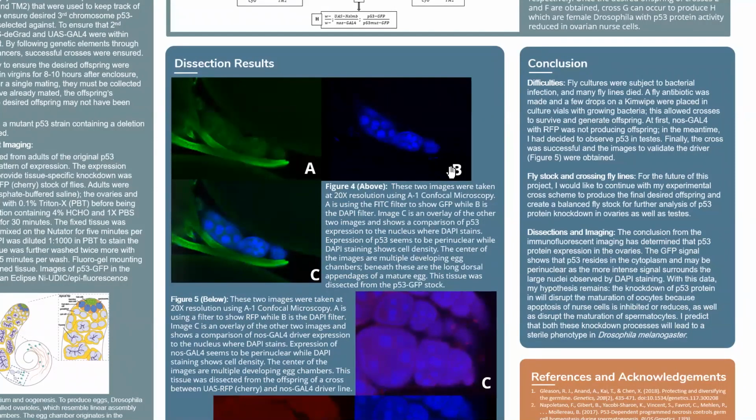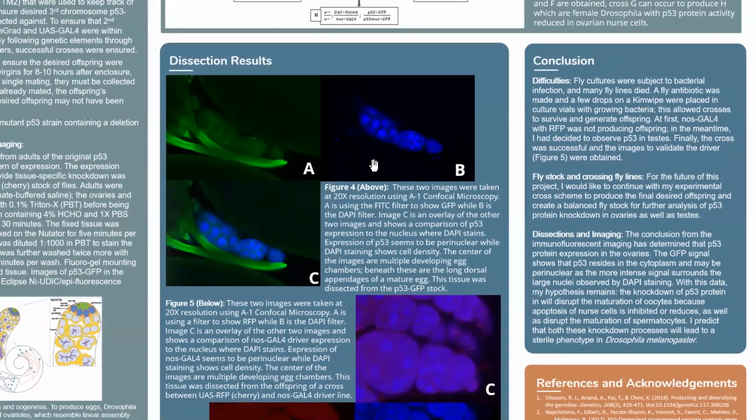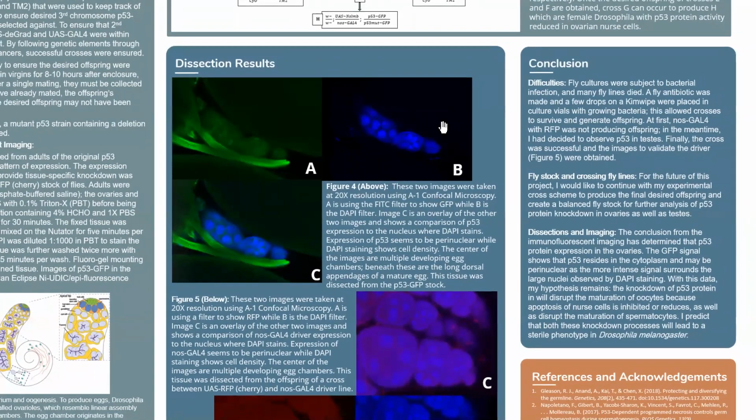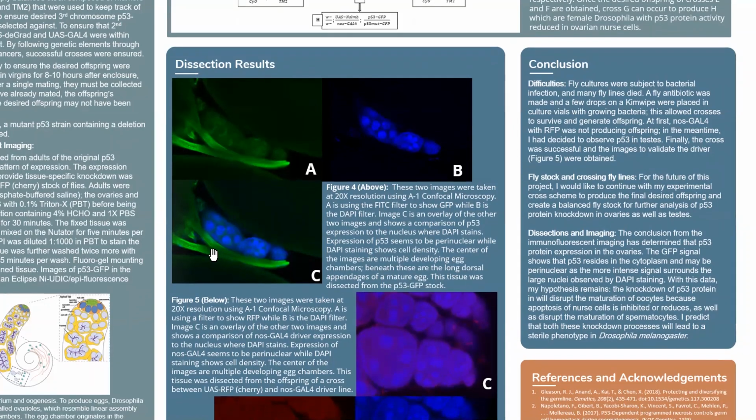And then the second photo is the DAPI staining, which is for the nuclei of cells. So it shows our cell density. And then C is an overlay of the two. So you can see how the green fluorescence surrounds the blue DAPI staining of the nuclei. So from these images, we can see that P53 seems to be paranuclear or in the cytoplasm.